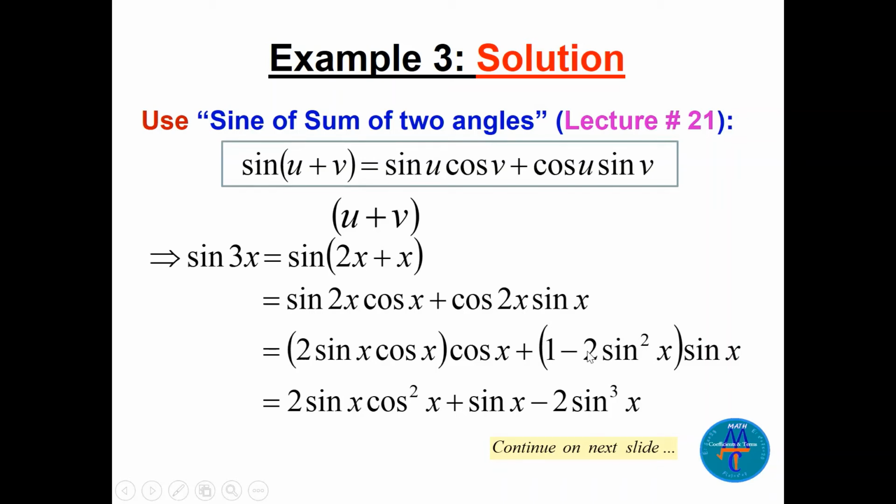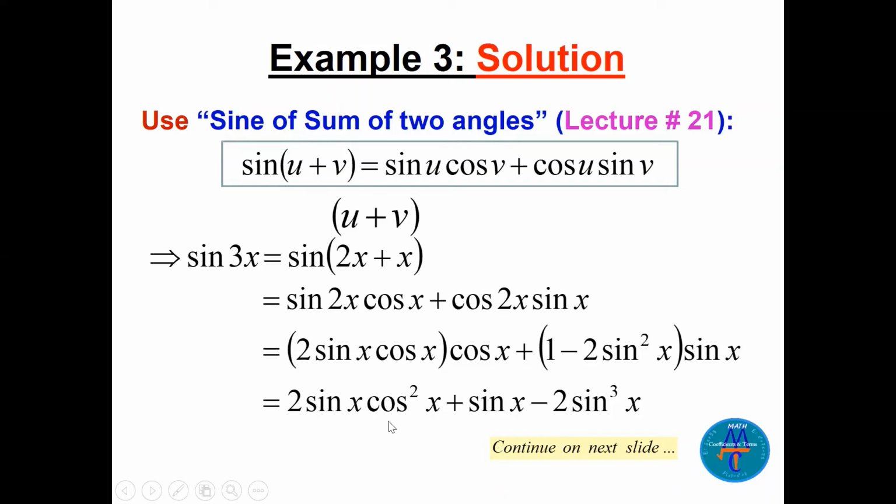1 minus 2 sine squared of x, because I need all the answer in terms of sine of x. And there is a sign here at the end. Now let's multiply here 2 sine of x. This is cosine of x, cosine of x becomes squared. And here we distribute sine of x minus 2 sine cubed. This one we can leave it.